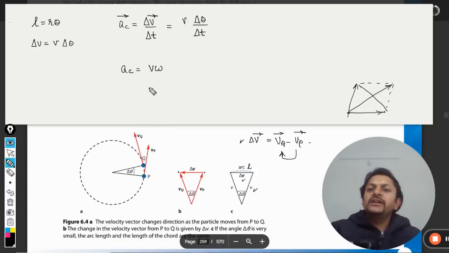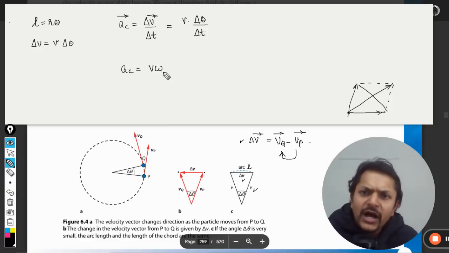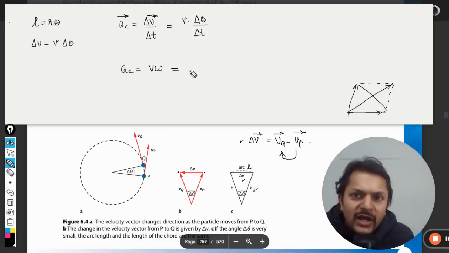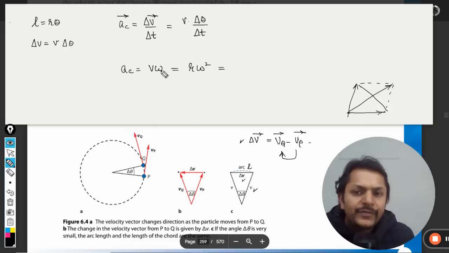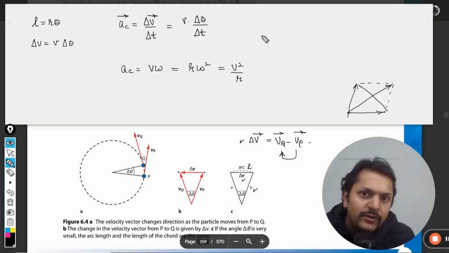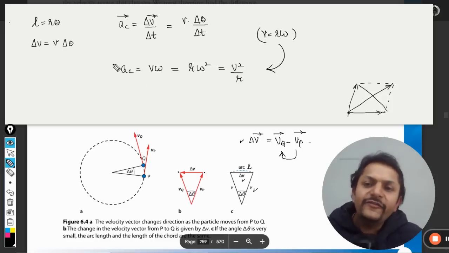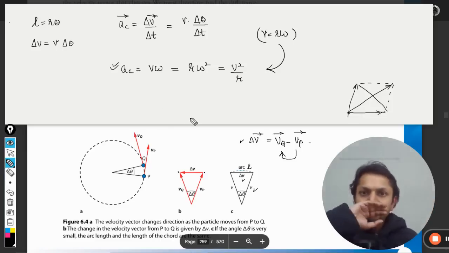So we are creating a formula: centripetal acceleration is equal to V into omega, and V is equal to R omega, so you can call it R omega square, or omega can be written as V by R, so that will become V square by R. We are using the formula V is equal to R omega in this. So there are three formulas for the centripetal acceleration that we have created.